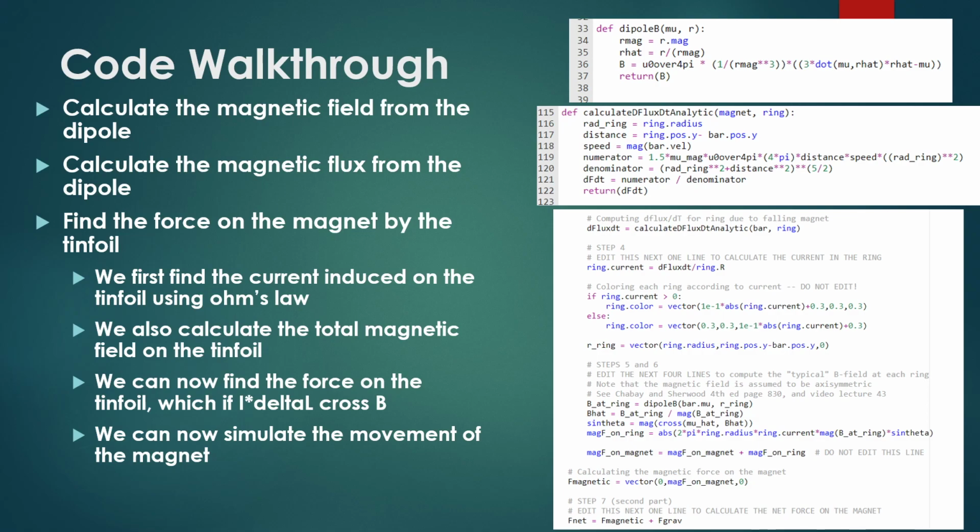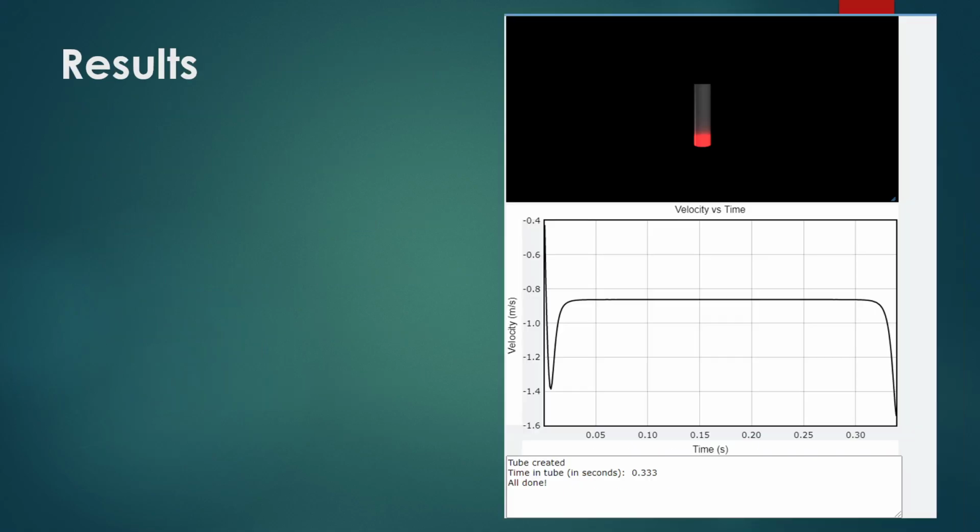Now all we have to do is plug it into I delta L cross B, and we found the force on the tinfoil. And knowing Newton's third law, that is an action-reaction force, so that is equal to the force on the magnet. Now we just have to simulate the movement of the magnet using Newton's laws. Now the results, the moment you've all been waiting for.